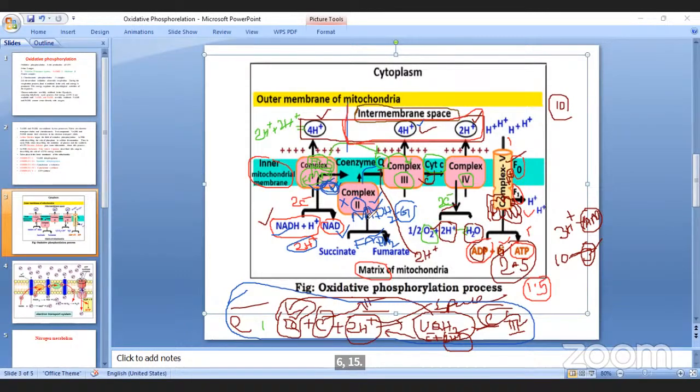For one FADH2, like glycolysis NADH2, how many ATPs are formed? 1.5. Here, how many FADH2 are formed in Krebs cycle? 2, sir. 2 into 1.5 gives 3 ATP more. Total 30 ATPs are formed. Yes, this is the ATP balance sheet.